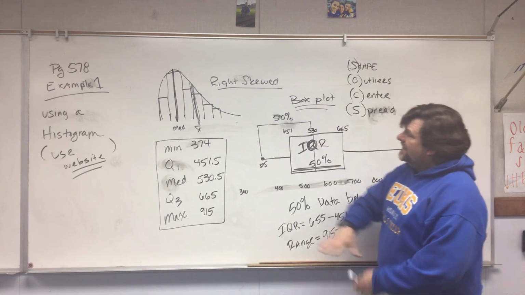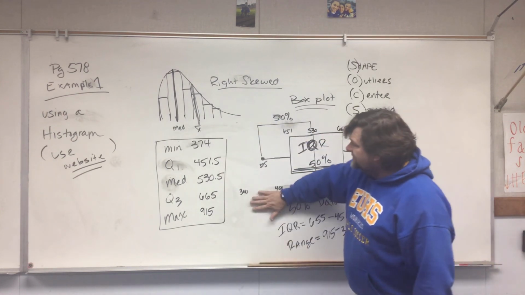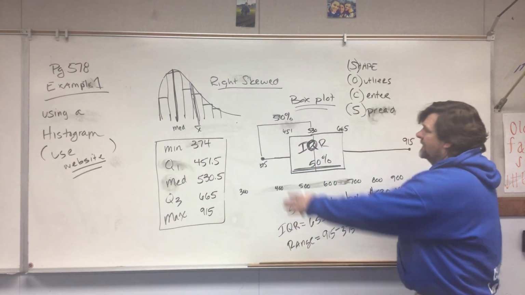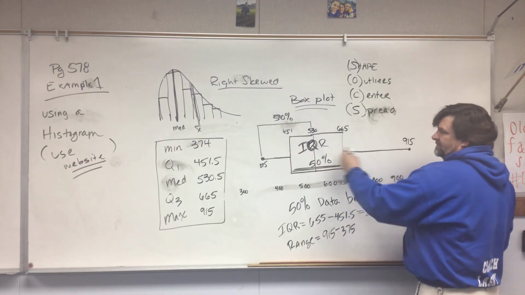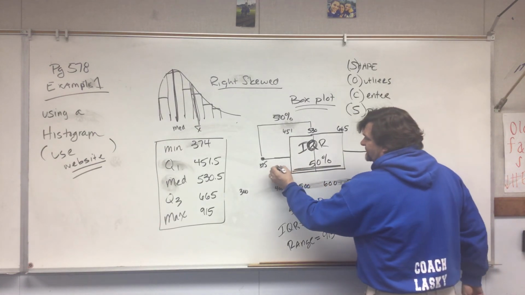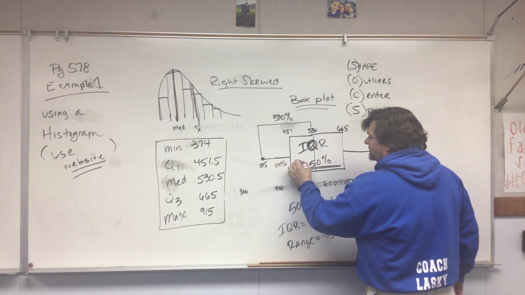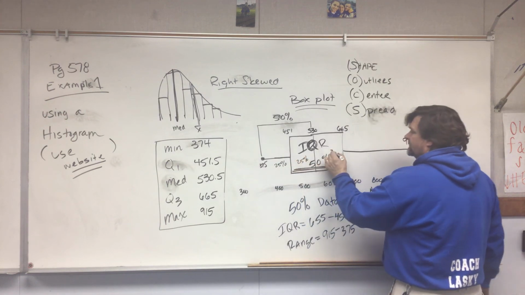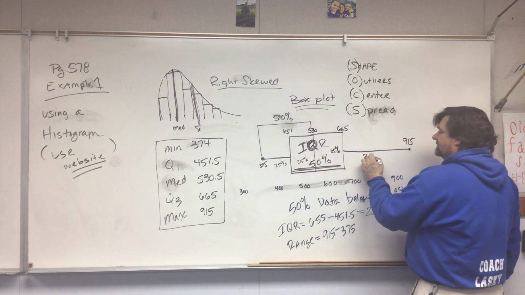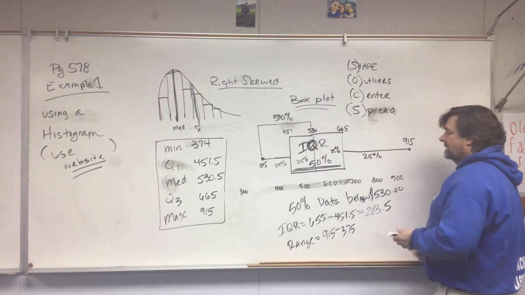So remember, if it's skewed, you're using IQR, the 5-number summary, and the box plot. This is a box plot. Each one represents 25% here, 25% is here, 25% is here, 25% is here.